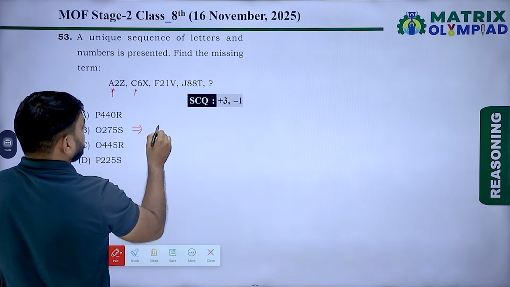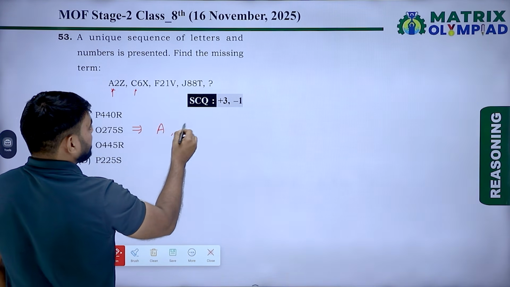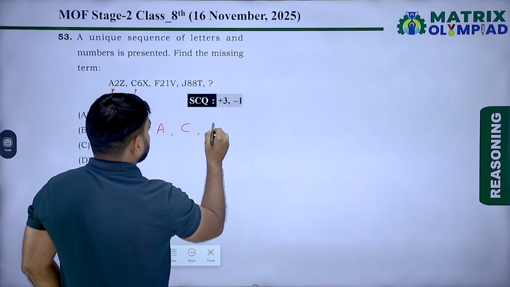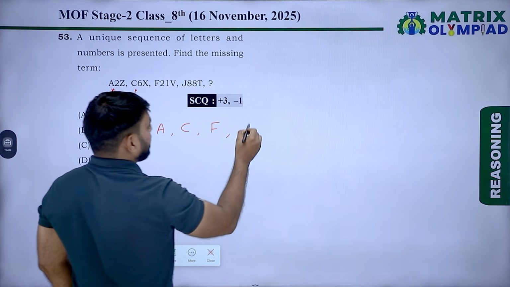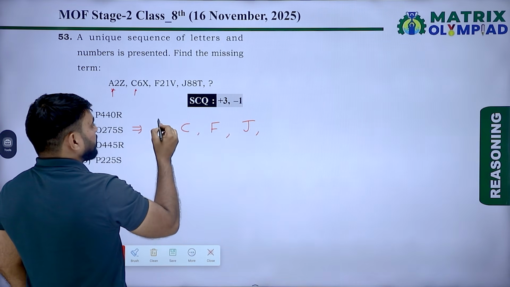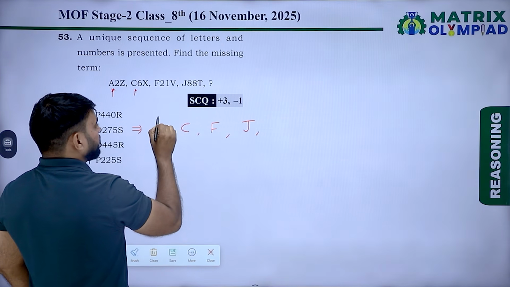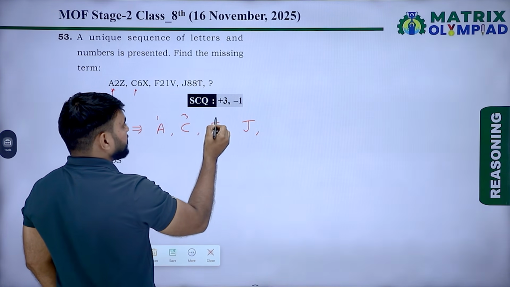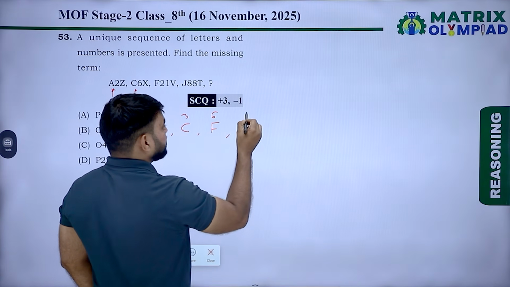So first alphabet of first term is A. First alphabet of second term is C. First alphabet of third term is F. After F next is J, and after J next is missing. So find the place value of given letters. So place value of A is 1, place value of C is 3, place value of F is 6, place value of J is 10.